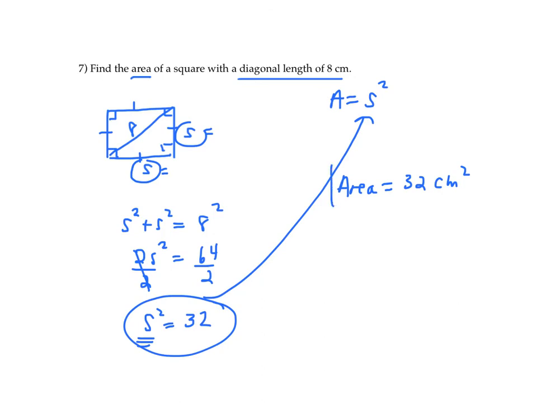Don't forget your units. If you went further and you solved for the side length, it would be 4 square root of 2. Okay? And you would get that from taking the square root of both sides in the equation.